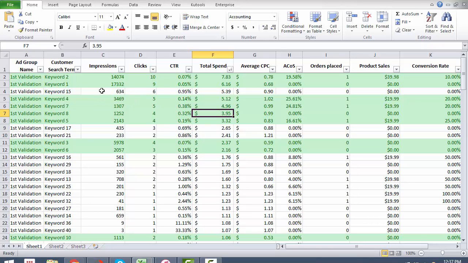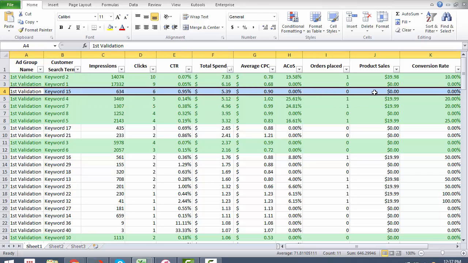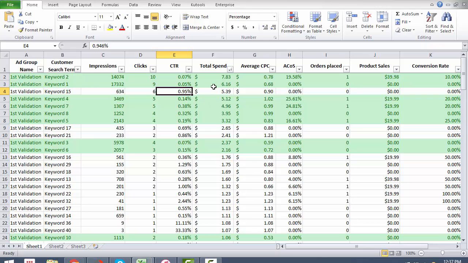So let's see what keywords spent the most. Look at this one. This one only had 6 clicks and 600 impressions but spent the third most at a cost per click of 90 cents and didn't make a sale. So this might not be the best keyword right here, because look, no sales, high cost per click. The click-through rate's actually pretty good, almost 1% click-through rate. So that is kind of interesting to look at.